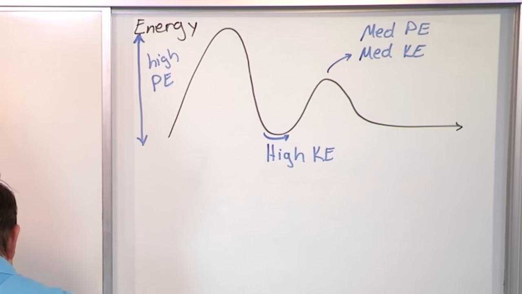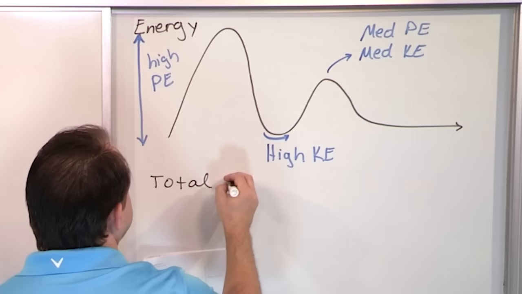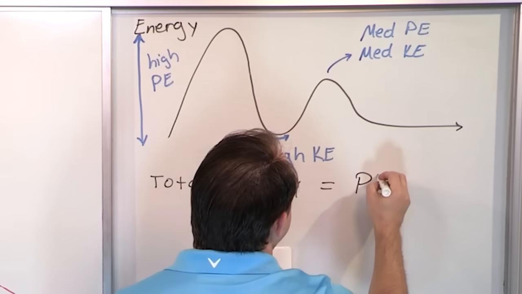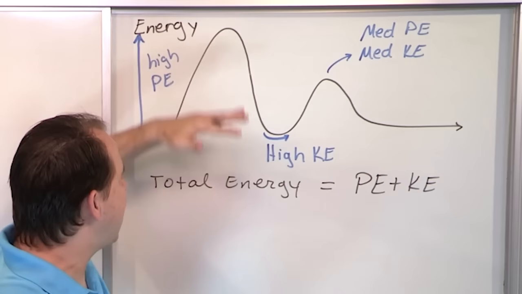So one of the big things we're going to do in physics is talk about the total energy of a system. And the total energy of a system that moves like this anyway is the potential energy plus the kinetic energy. And the total energy of the system actually doesn't change, because whatever I start the system out with up here at the top is how much energy I have. It's just all in potential energy form.